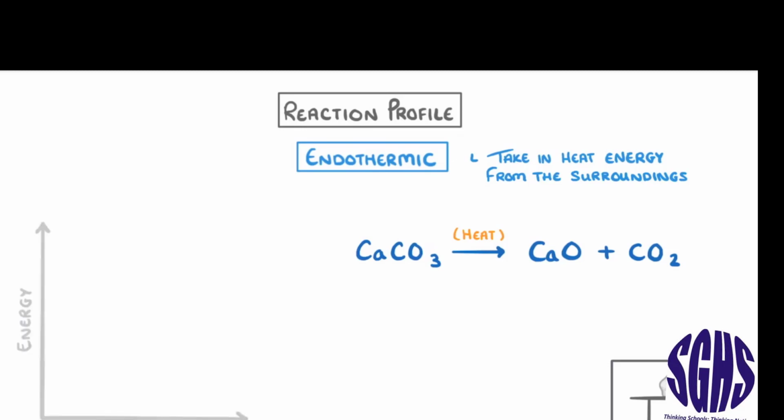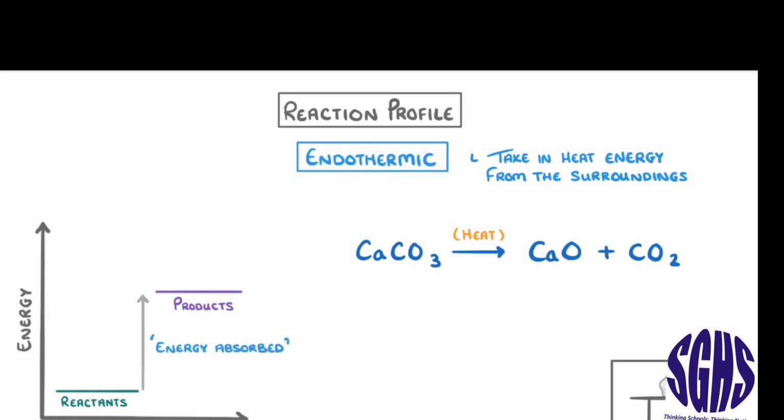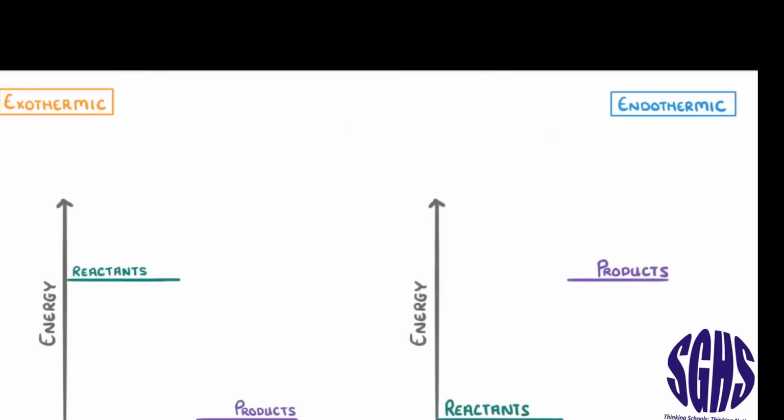So if we wanted to draw a reaction profile for this reaction, then just like before, our reactants would be on the left, and the products on the right. But this time, the products would be higher up, because they have more energy than the reactants. And so we'd label this difference as the energy absorbed, rather than the energy released. So far, we've covered what exothermic and endothermic reactions are, and looked at the reaction profiles for each, which you might have to draw in the exams.